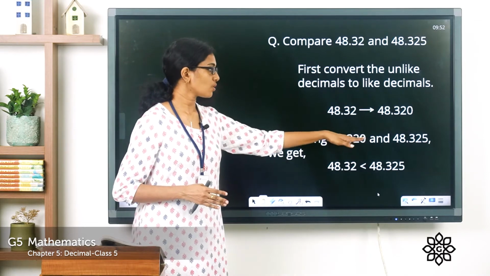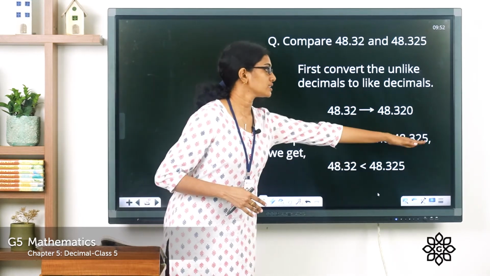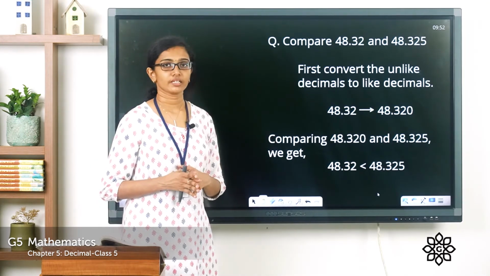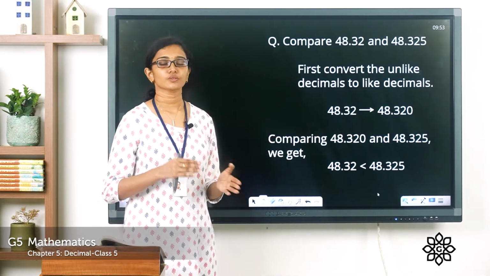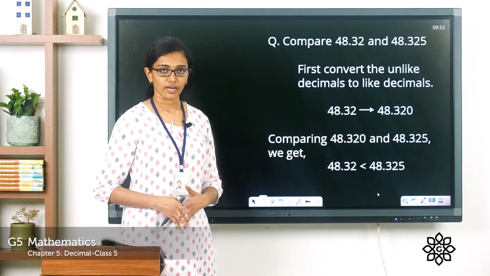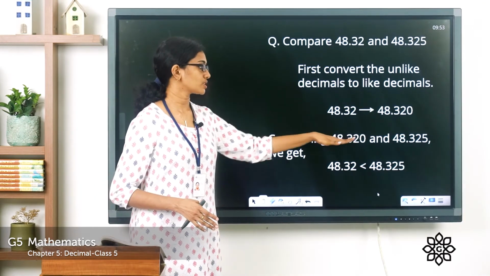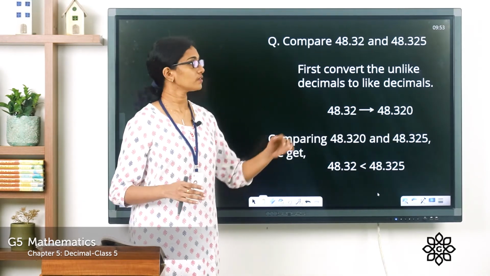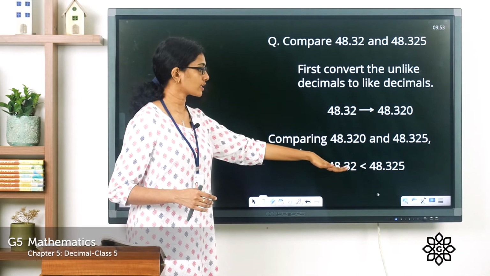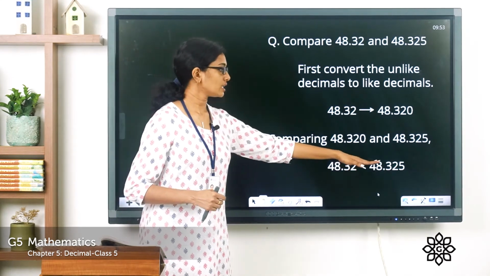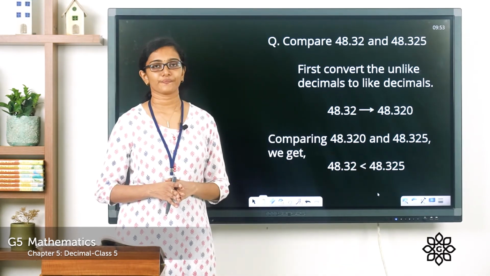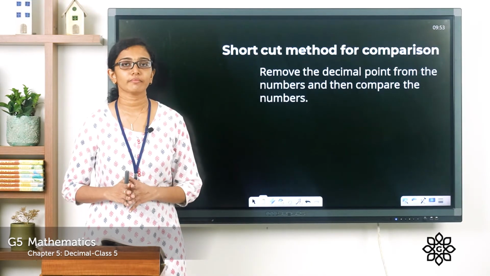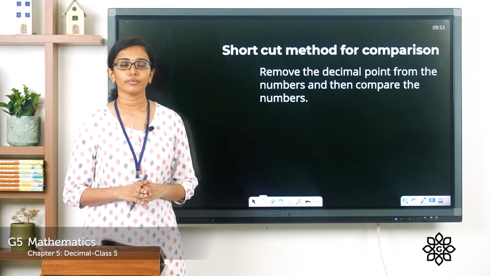So that is 0 in the first number, whereas it is 5 in the second number, and which is greater? 5 is greater and 0 is smaller. So we can write 48.320 is less than 48.325, or from the question we can write 48.32 less than 48.325. Clear? Now let's see a shortcut method for comparing decimal numbers.